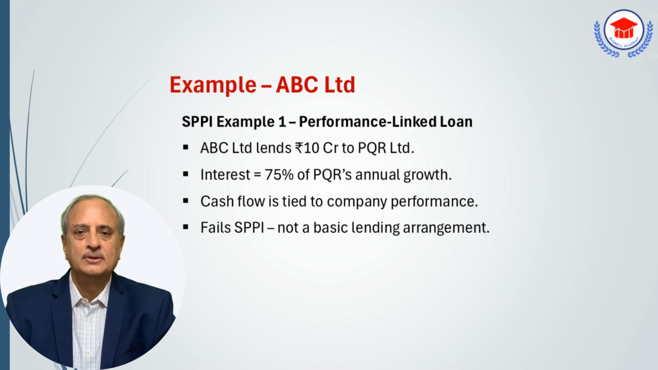Let's look at examples. 1. ABC Ltd issues a Rs 10 crore loan to PQR Ltd. Here, the interest is based on PQR Ltd's own performance, calculated as 75% of its annual growth. Since the interest depends on a variable unrelated to a basic lending arrangement, this loan does not meet SPPI criteria.